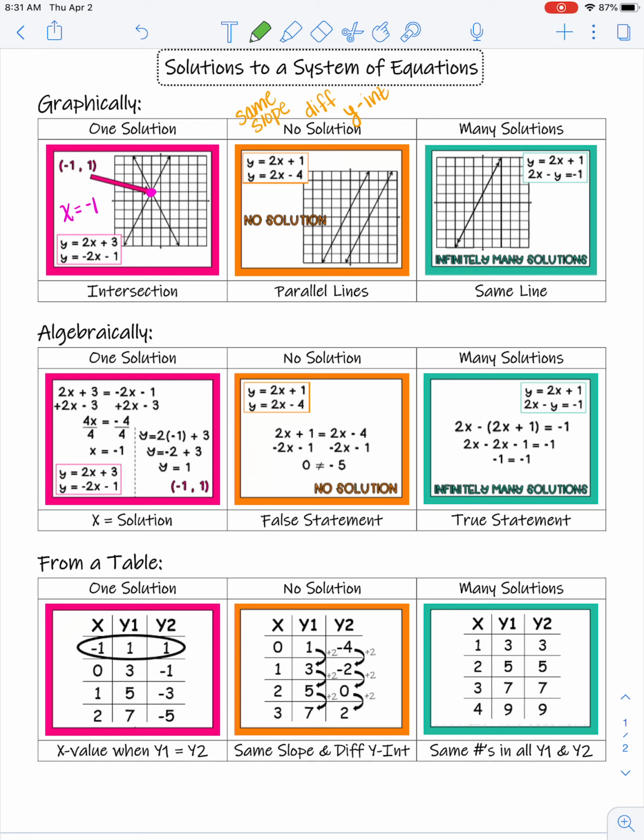Okay, last one, if we had the equation 2x plus 1 and 2x minus y equals -1, if you were to rearrange this, this second equation would be y equals 2x plus 1 as well. So those are the same line. Okay, when you are looking at a graph of 2 different equations and you have the same line, that means that they intersect at every single point. So we have many solutions, so they intersect everywhere.